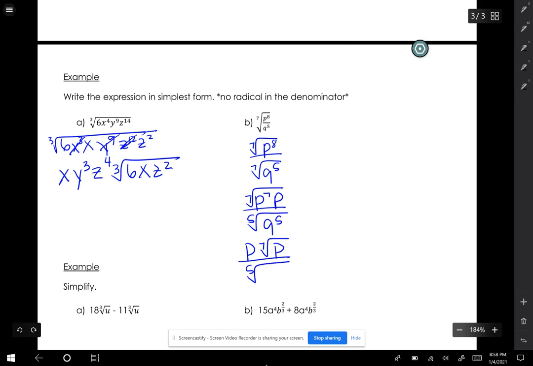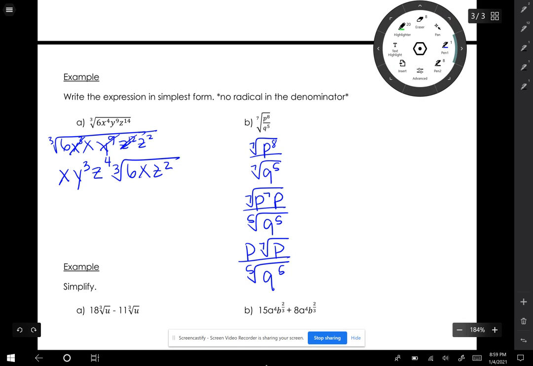Now on the bottom, we have the 7th root of q to the 5th power. We can't take the 7th root of q to the 5th. So since we can't have a root in the bottom, we need to find a way to get rid of it. To do that, I'm going to think to myself, how many more q's would I need so that I could cancel out the 7th root? Well, if the root's a 7, I need 7 q's underneath there. Well, I only have 5 right now.